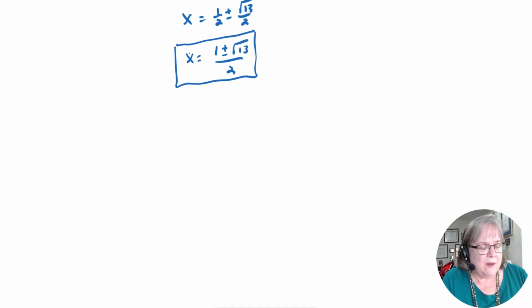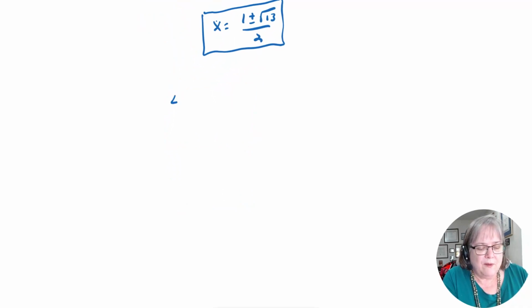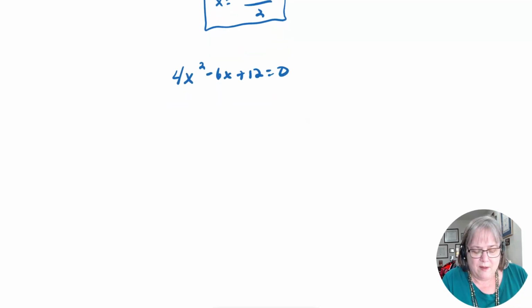All right, one more problem. What if you have 4x squared minus 6x plus 12 equals 0? All right, so then what you would do is divide everybody by 4.